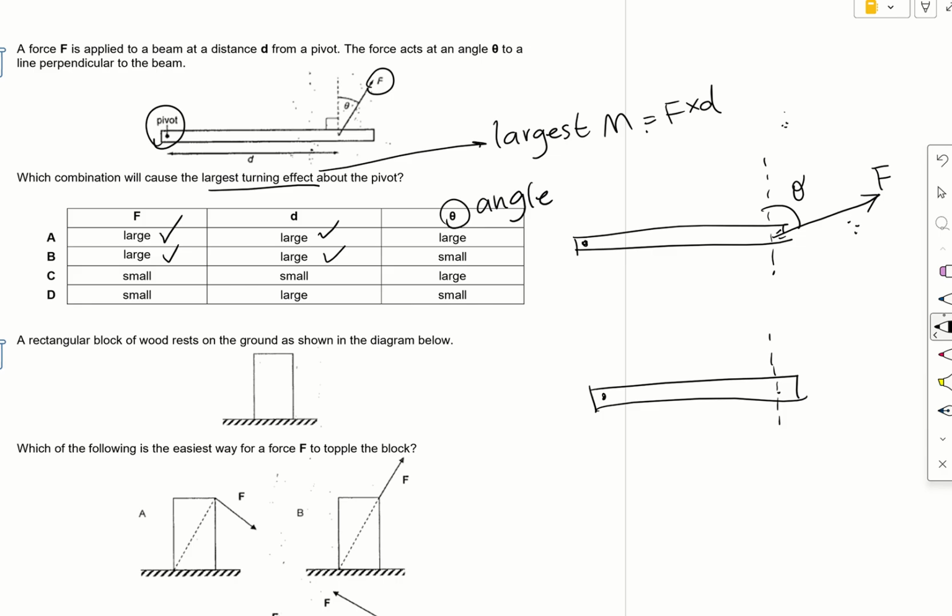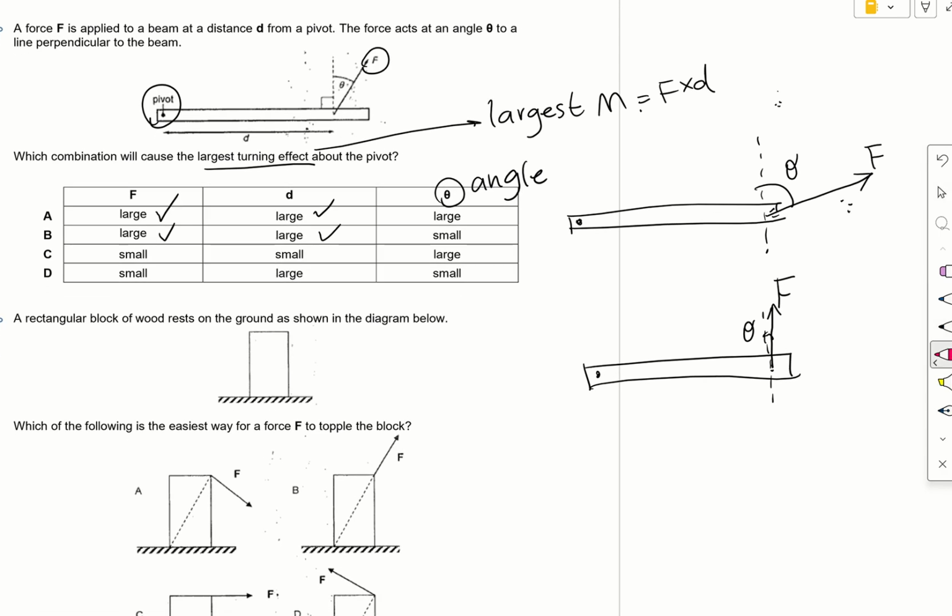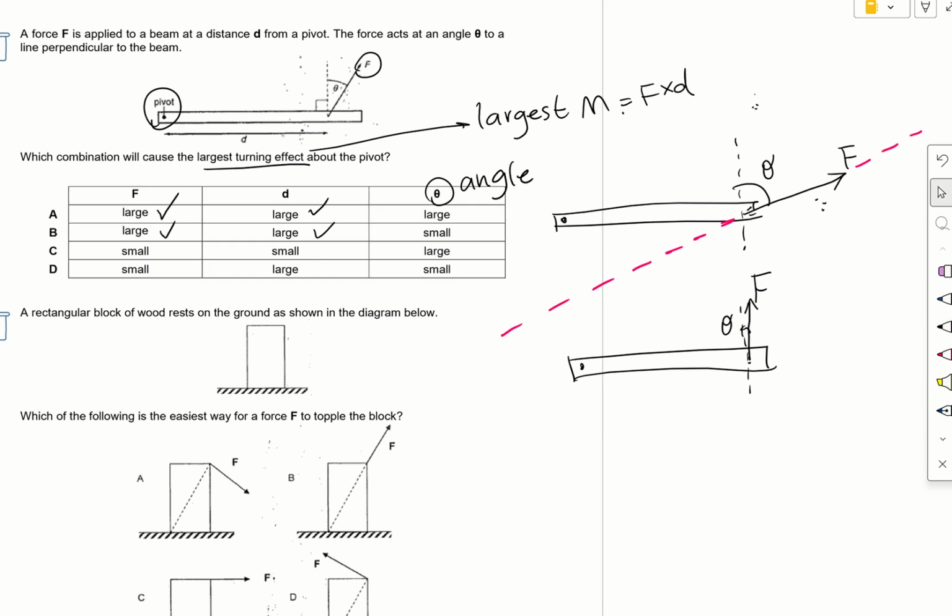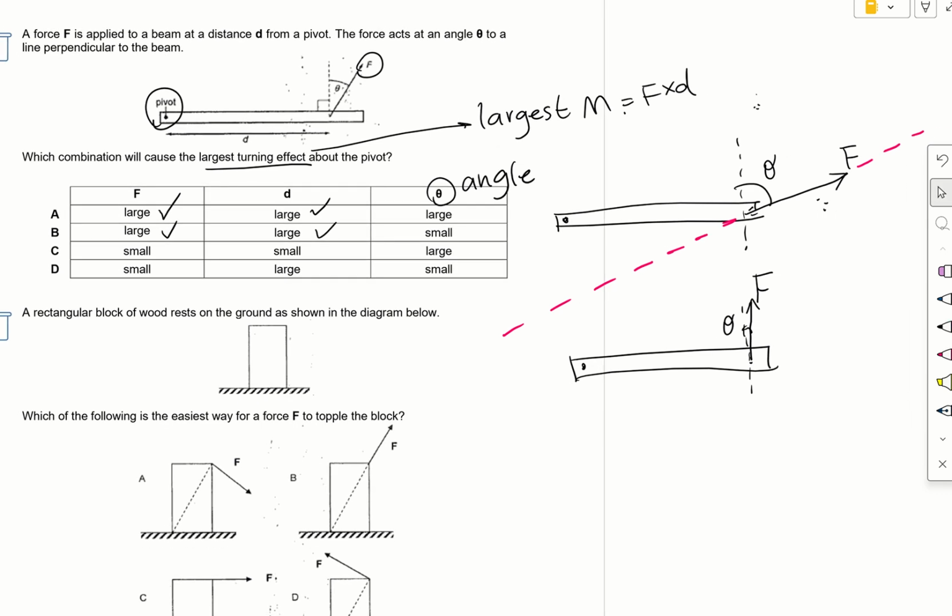Okay, and if I have a small angle, it looks something like this, and my angle is very small. Same thing, we just draw the line of action of the force. Just take a ruler, put it against the force and extend it front and back using a dotted line. And you see that the pivot is over here.